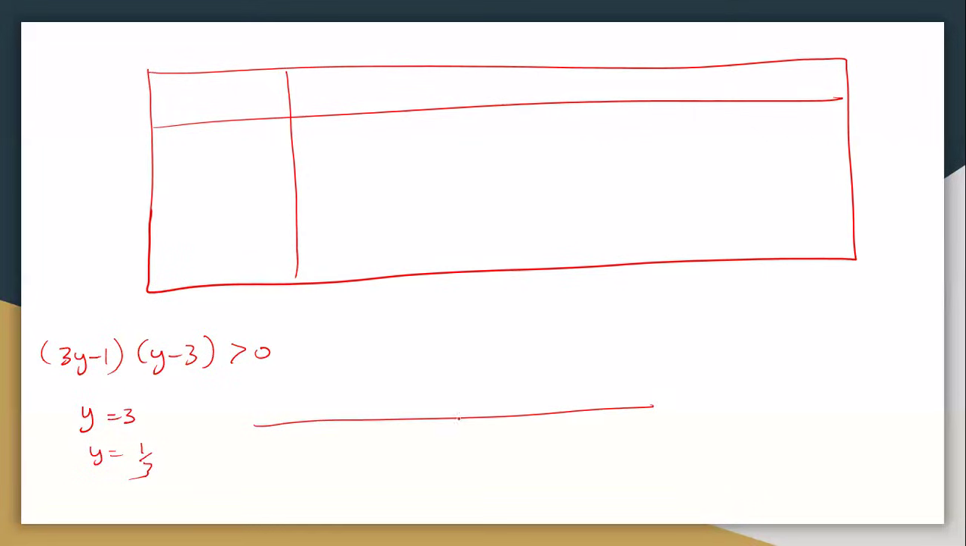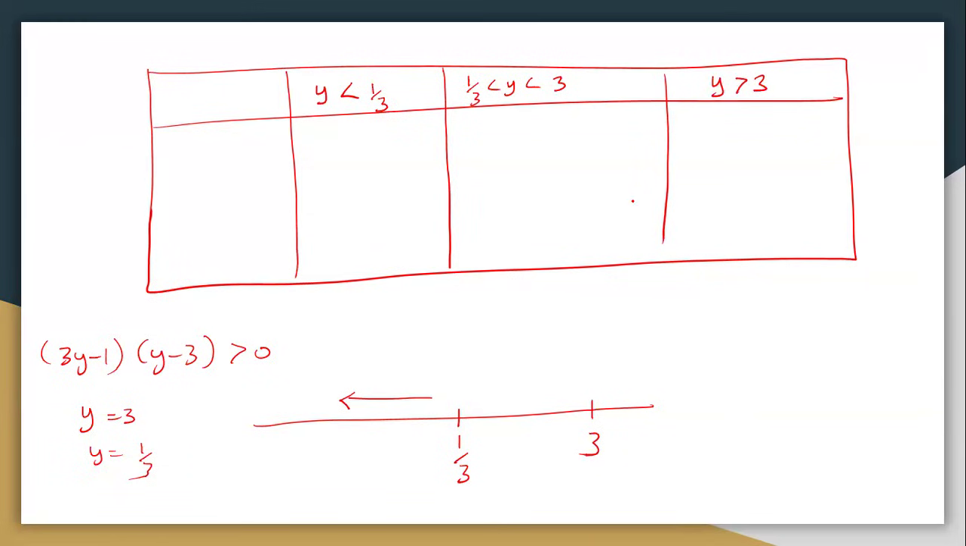So you can first draw a number line and you know that a third is here and 3 is somewhere here. Now you are going to look at the region less than, which is y less than a third. Look at the region in between, which is a third less than y less than 3. Look at the region above, which is y greater than 3. Now, after identifying those regions, you are very safe to continue.